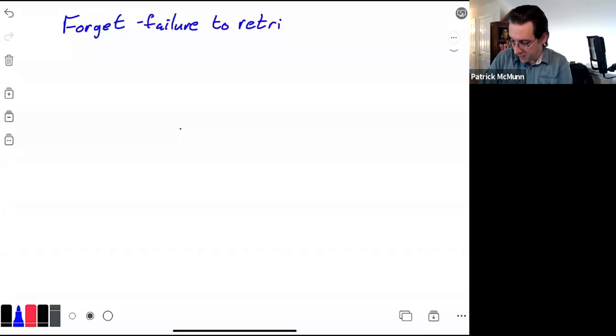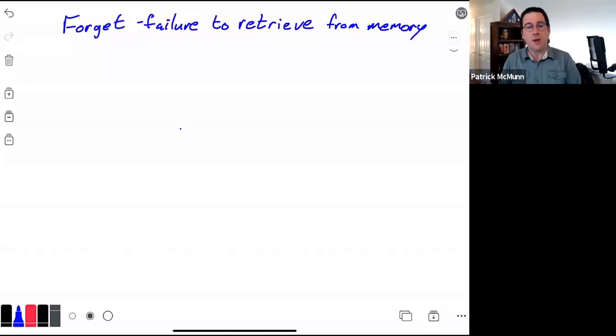Failure to retrieve information from memory. I'll just put from memory. Now, our failure to retrieve could be for multiple reasons. It could be because we've had something that superseded it. We've learned something new. It could be from memory decay. We haven't accessed that in a long time.